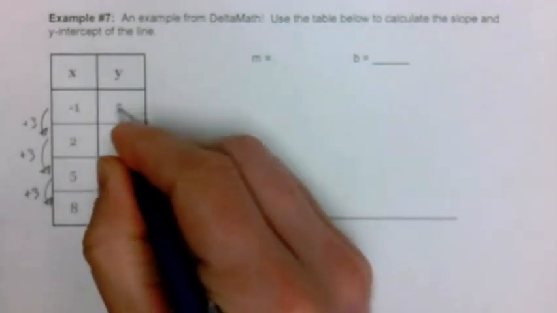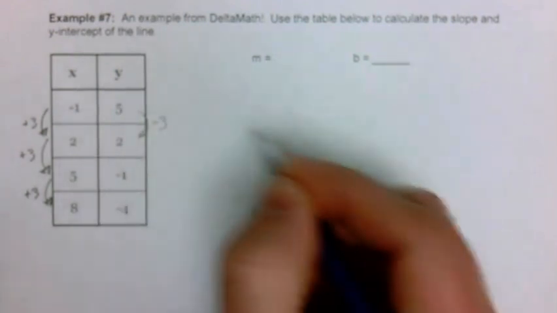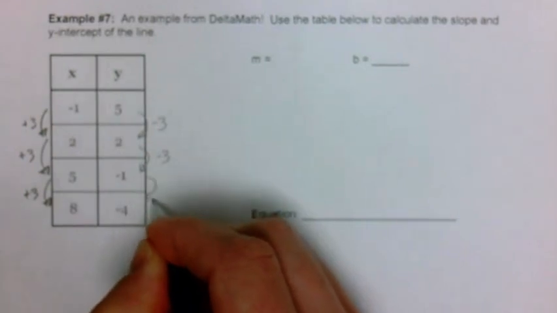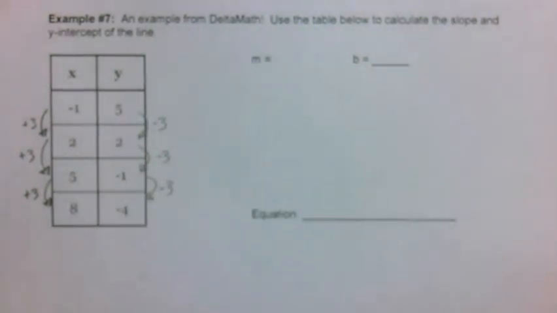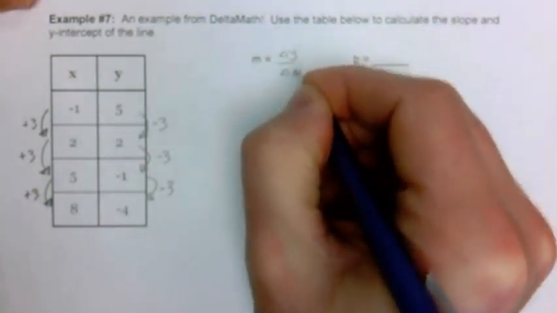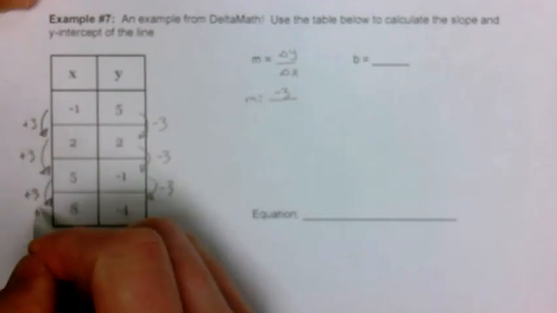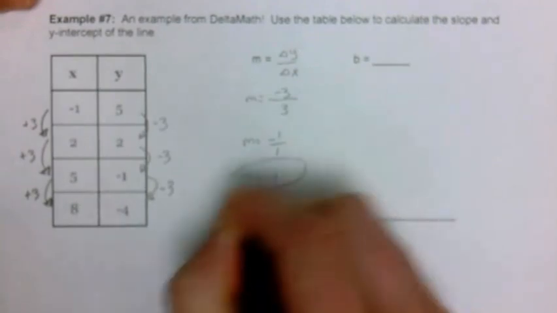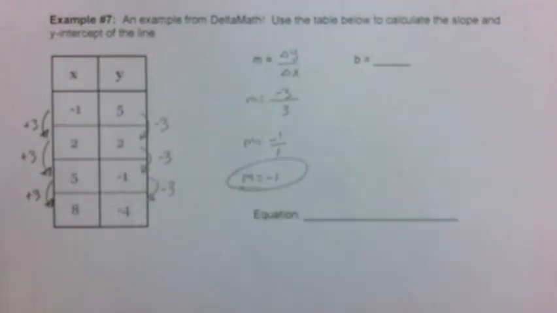With our y column, to go from 5 to 2, we had to subtract 3. To go from 2 to -1, we had to subtract 3. And to go from -1 to -4, we had to subtract 3. So for our slope, delta y over delta x. Our change in y every time we went down by 3, so -3. Our change in x every time, though, we increased by 3, positive 3. m equals negative 3 over 3, which is the same as negative 1 over 1, or negative 1. Our slope here, m, equals negative 1.